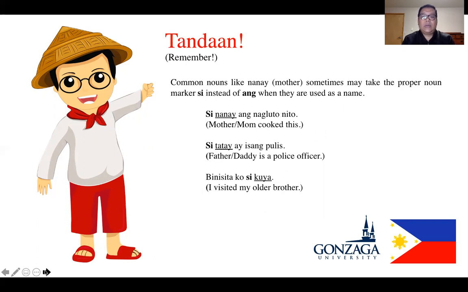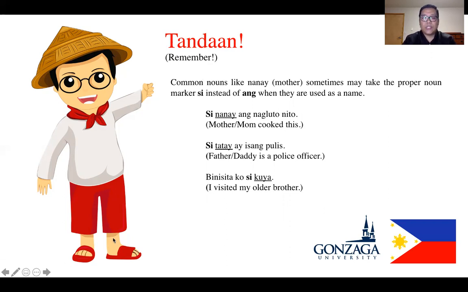Okay. Now, common nouns like nanay, or mother, or tatay, father, sometimes take the proper noun marker si instead of ang when they are used as a name. Sometimes we choose not to mention the name, right? Instead, we mention an attributing feature of that person. So for example, if we say nanay, of course, we cannot call our mother on a first name basis, right? So we say mom or dad or nanay or tatay or inay or itay. So in that case, nanay should be considered like a proper noun, although it's a common noun.